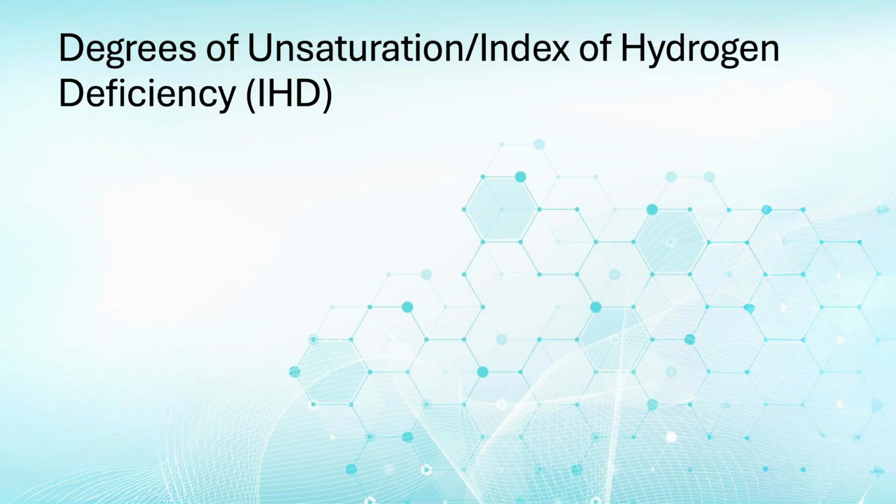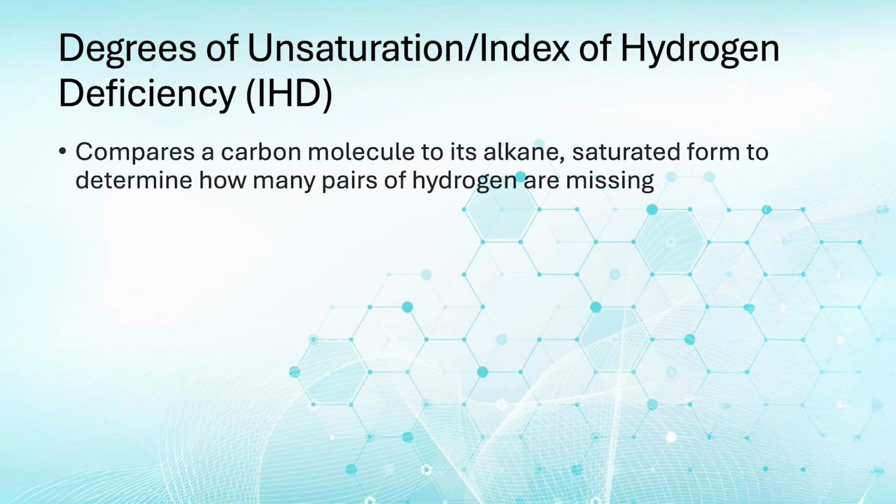Degrees of unsaturation is an extremely fundamental concept to analyze molecules. This concept is also called the index of hydrogen deficiency. This concept compares a carbon molecule to its alkane saturated form to determine how many pairs of hydrogen it's missing.